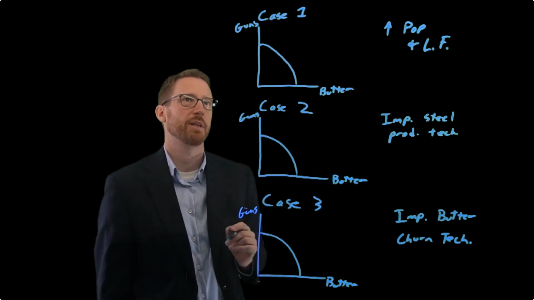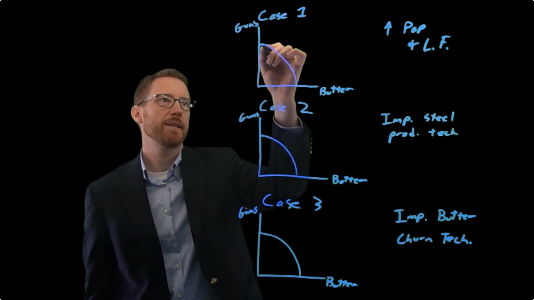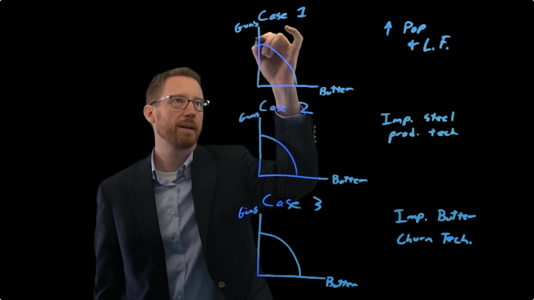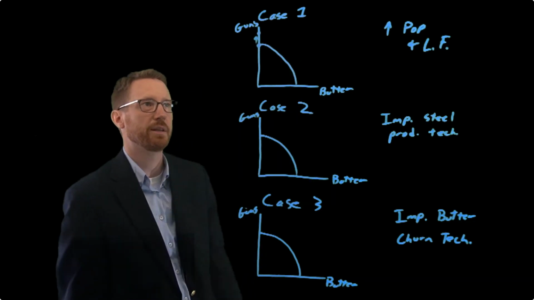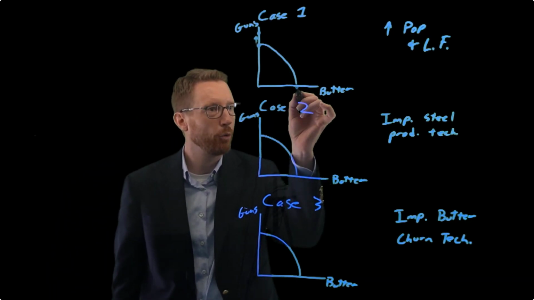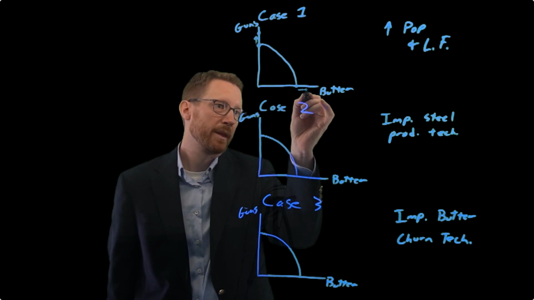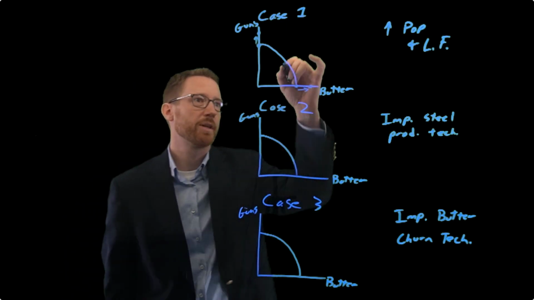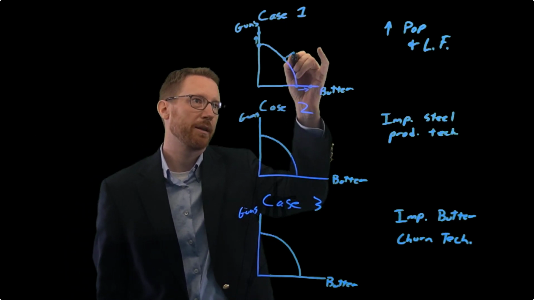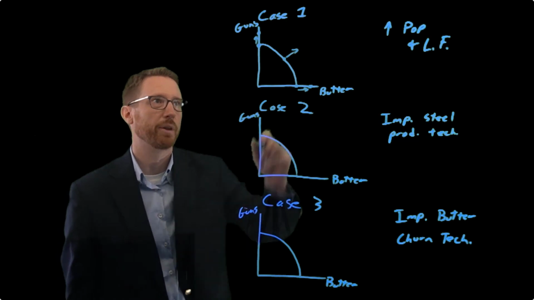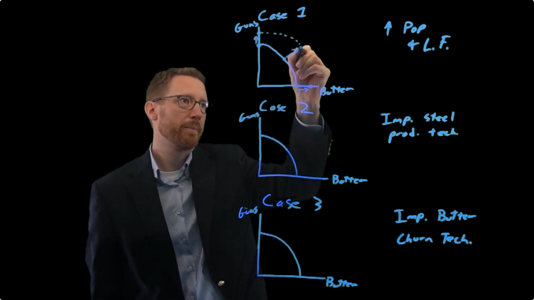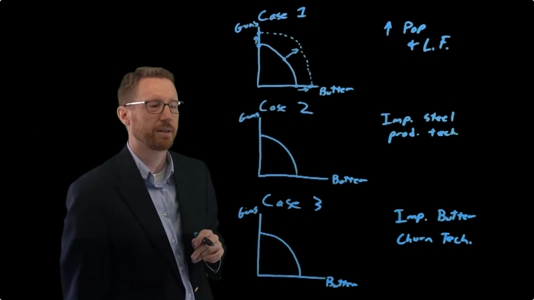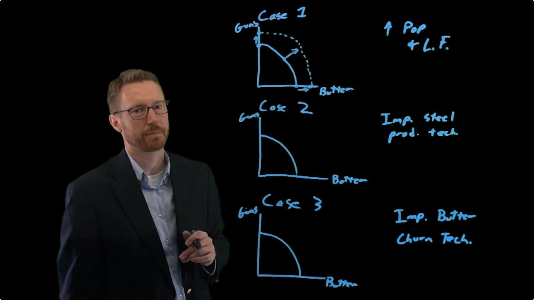Well, if population and labor force increases, that means a country that's making only guns is going to be able to make more guns if they continue to focus on them. But if they were making only butter and the population and labor force grows, now they're going to be able to make more butter. And some combination in between, they'll be able to make more of both. So in this case, when the population and labor force have increased, the entire production possibility frontier has shifted out.